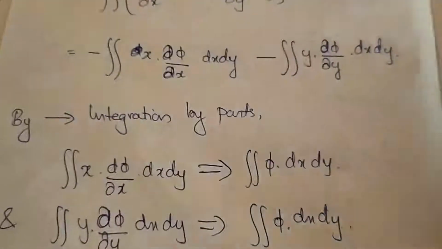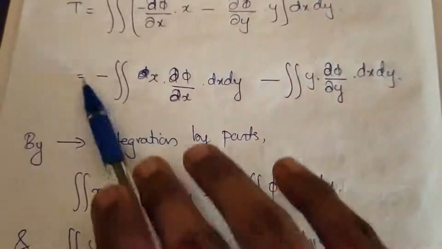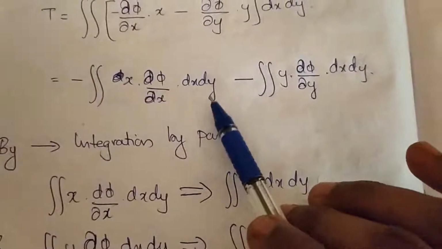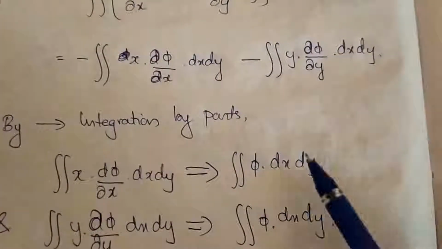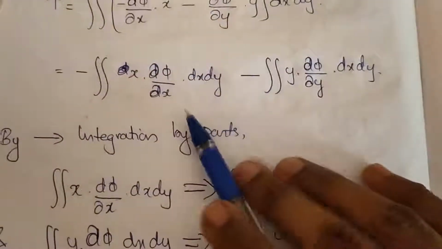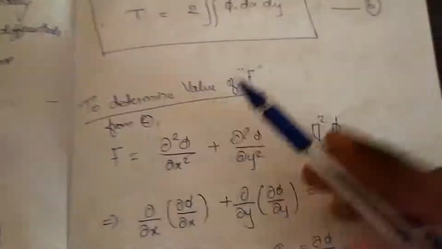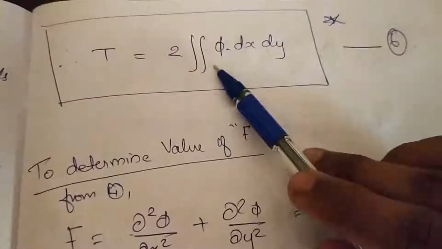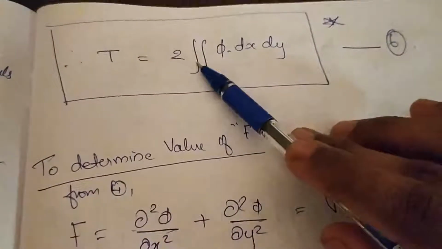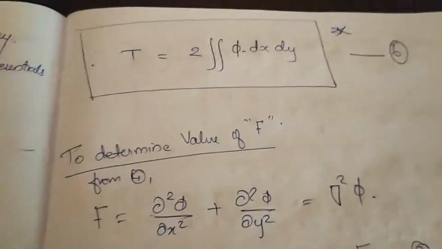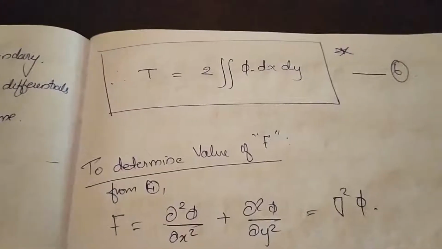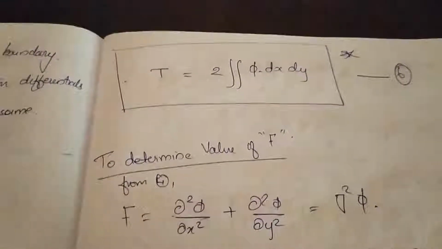So no use in confusing from here. If you do it by integration by parts, you will get this answer. No need to worry about this. Now we have found out the torque in case of Prandtl stress function. Now we'll find the value of F.